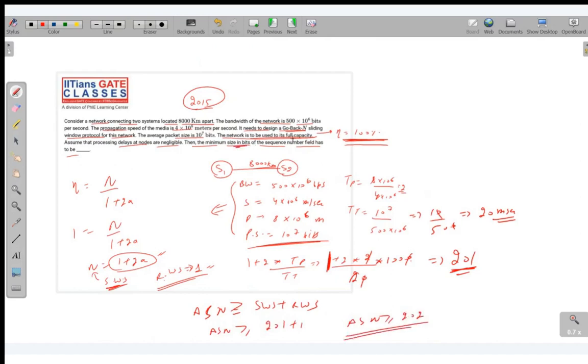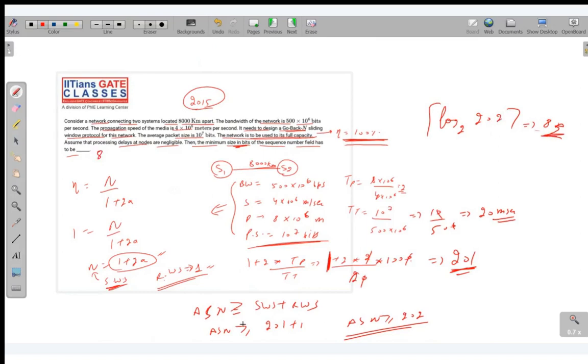Okay, so the number of bits they want to ask: log base 2 of 202, ceiling function, comes out to be 8. I think you have got it. Now 2 power 7 is 128, 2 power 8 is 256. So 8 will be our answer. Ceiling function we have to take, so 8 is our answer.